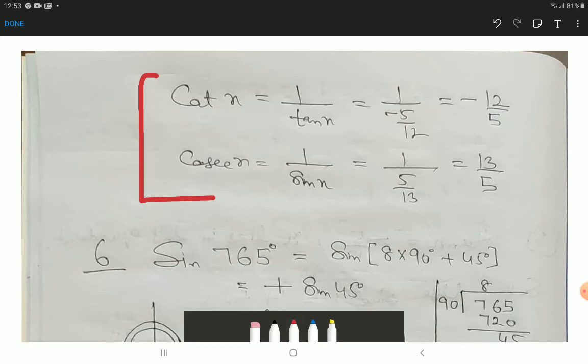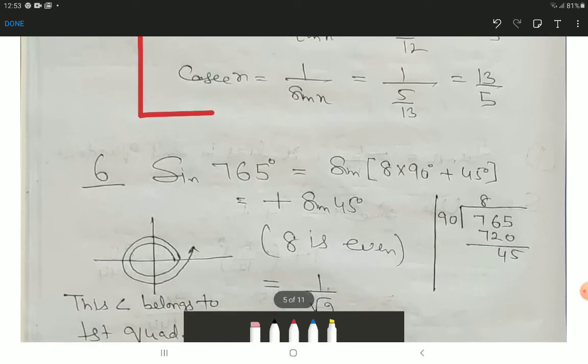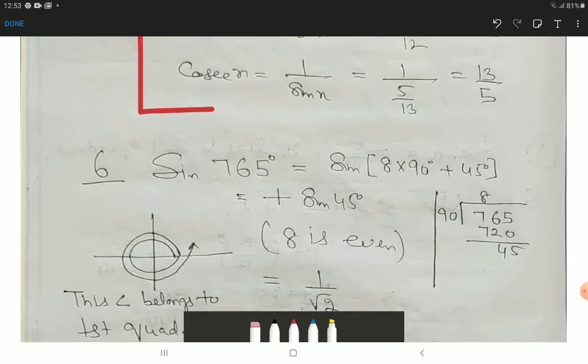So now I am coming to question number 6. Very exciting question. Here we will be finding the value of trigonometric ratios of angles which are more than 90 degrees. So I will express the given angle in the form of n times 90 degrees plus or minus theta. So let's see in 765 degrees how many 90s can be accommodated. Let's divide 765 by 90. 9 8s are 72, so 720, remainder is 45 degrees.